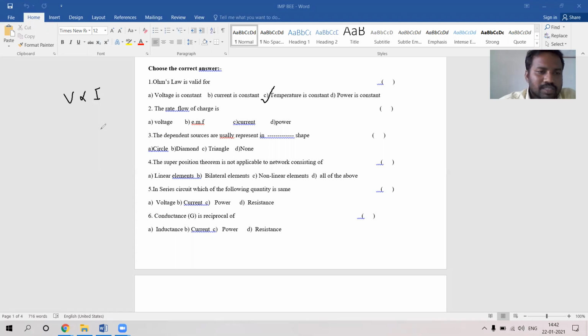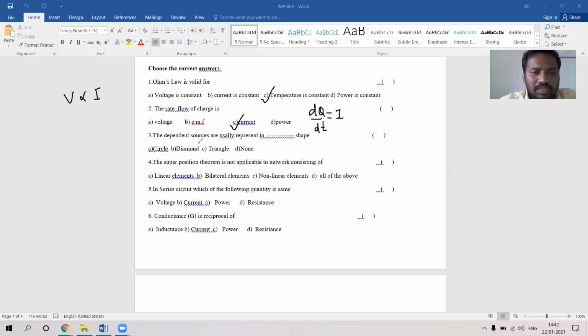Coming to second question, the rate of flow of charges. The rate of flow of charges is generally represented by dq by dt. We can write it as current I. Rate of flow of charges is simply represented as current I. So the answer is current.